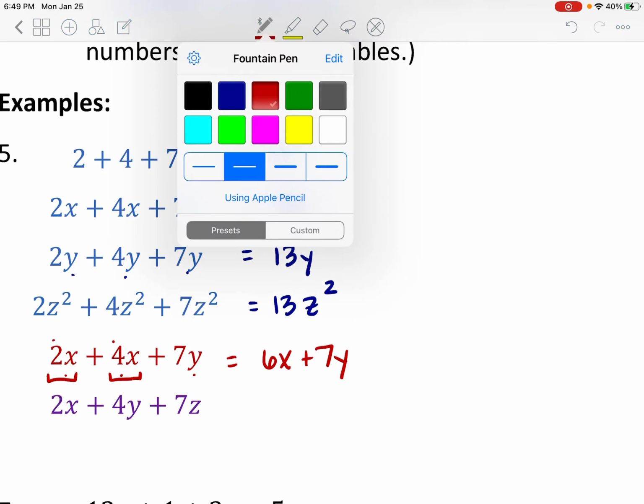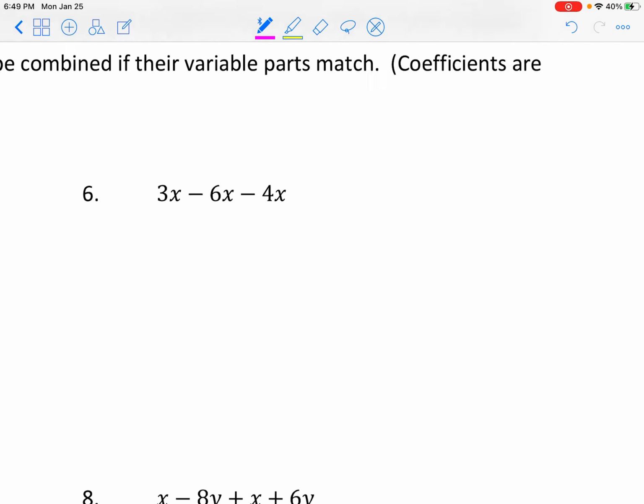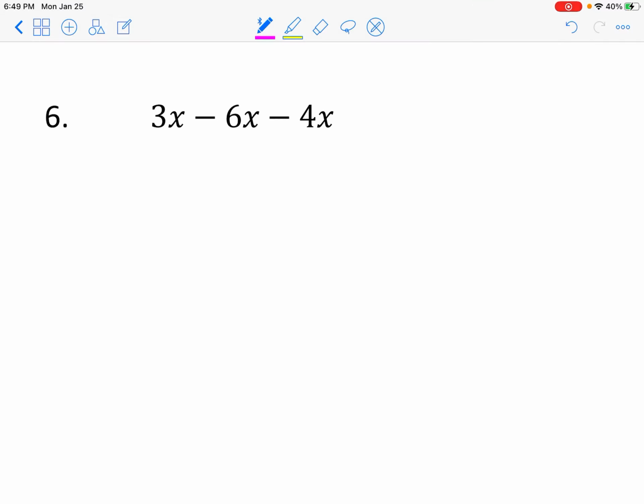And then in the third one here, x, y, z, all different terms, all different variable parts. None of those variable parts match, which means none of those terms can be combined. So 2x plus 4y plus 7z is it. You can't do anything to try to simplify that further. Okay? So let's look at this next example. These are all like terms. So all like terms, I can combine all of these terms, and I do that by combining the coefficients.